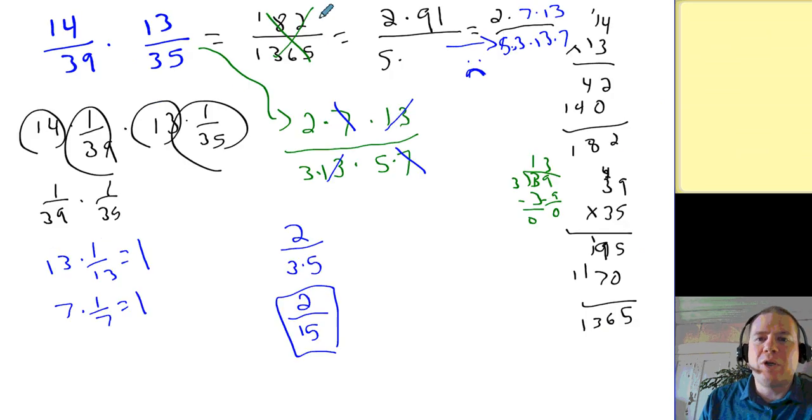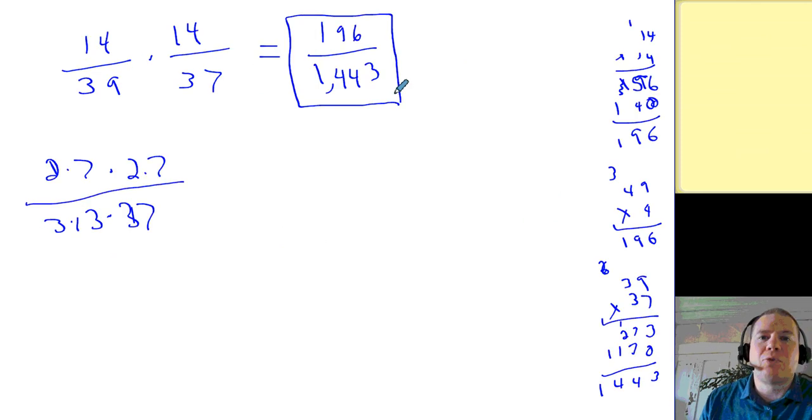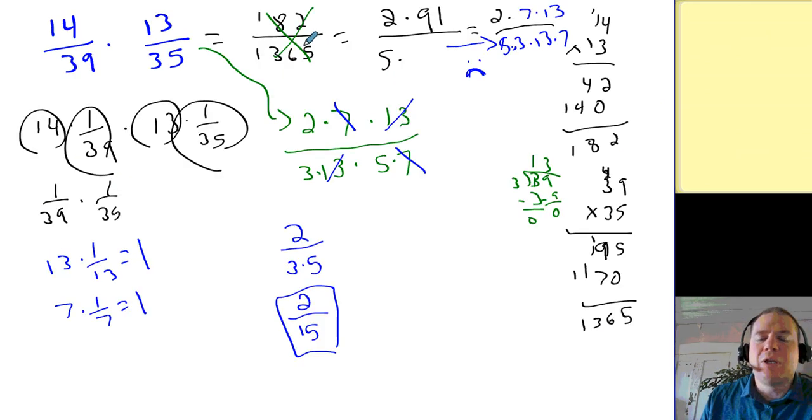When I look at 182 over 1365, that doesn't look any more likely to reduce than 196 over 1443. I've got a pair of big numbers. They don't have an easy common factor like 2 or 5. But this one doesn't reduce, and I know that because I tried. This one does reduce. I know that because I didn't just try. I skipped this completely. I factored fairly easily, canceled, and I'm done.